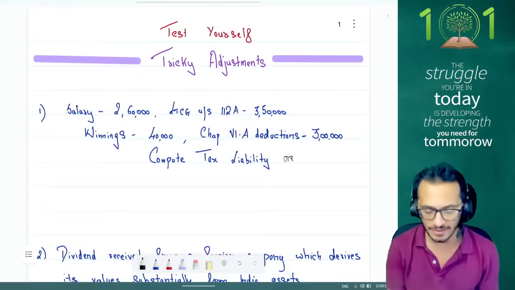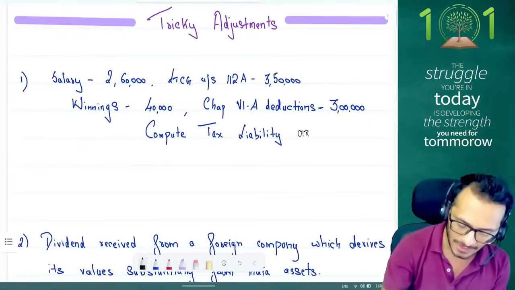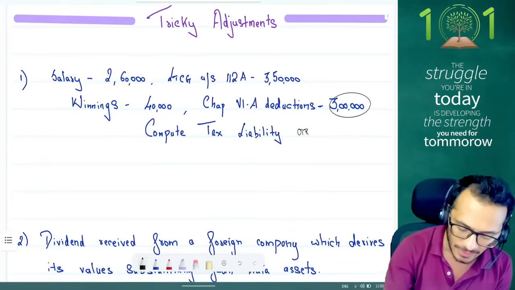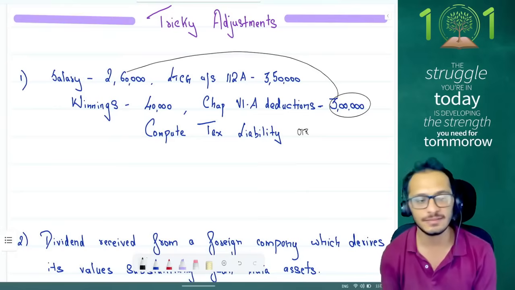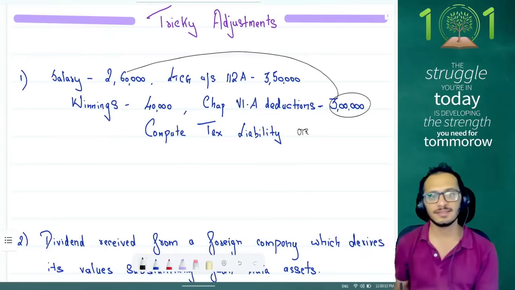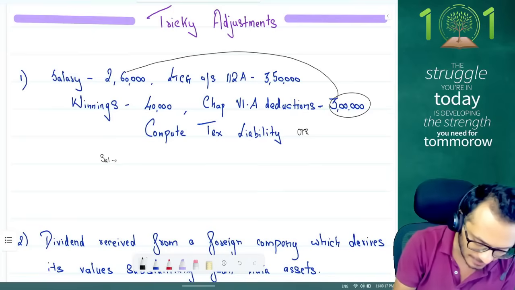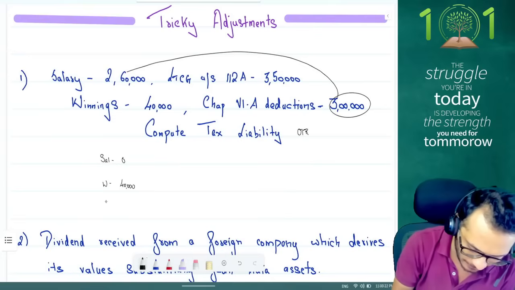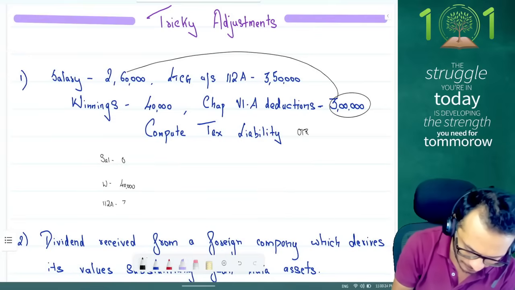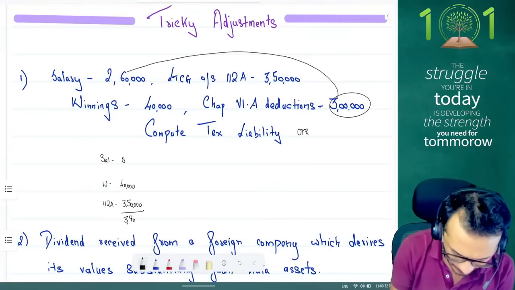Now, how do I answer these kinds of questions? First of all, people, you need to keep this in mind. A chapter 6A deduction can only be set off against what? It can only be set off against your slab incomes. You cannot set off against any of the LTCG or winnings, which means 3 lakhs will get restricted to 2,60,000, and that is what you can adjust off, which means my salary now is going to be reported as 0. My winnings is going to remain at 40,000 rupees, and my 112A gets reported as 3,50,000. This is how I will report my total income, which means my total income will be reported as 3,90,000.